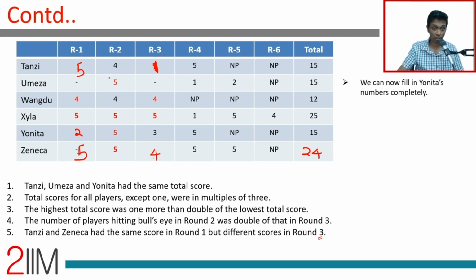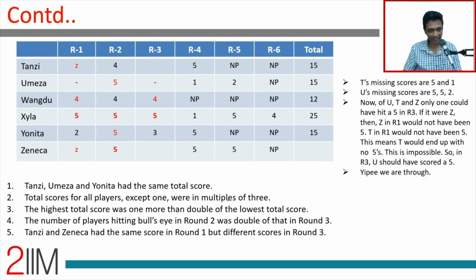Now in round 2 there are 4 5s. In round 3 there's only 1 5. There should be 1 more 5, which should be this. This is 5. 5 plus 5, 10. Plus 1, 11. Plus 3, 13. 2 more, 15. With that we complete the entire grid.